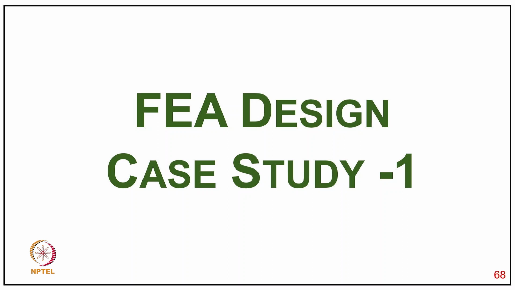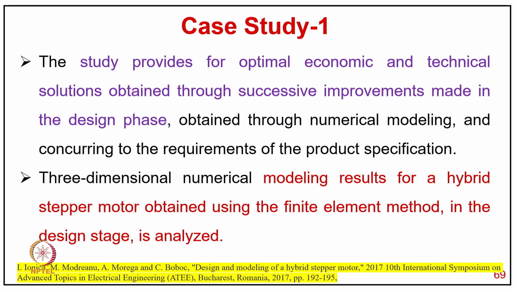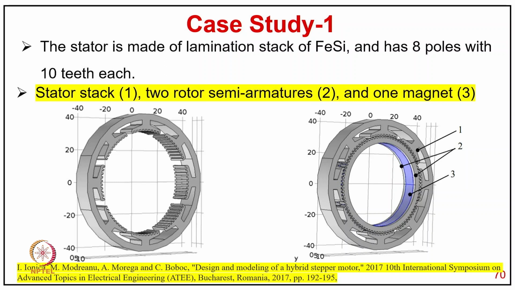Now, coming to FEM design case study 1. The study provides an optimal economical and technical solution obtained through successive improvements made in the design phase, through numerical modeling and meeting the requirements of the product specification. The 3-dimensional numerical modeling results for a hybrid stepper motor, obtained using the finite element method in the design stage, are analyzed. The stator is made of laminations, stacks of FeSi, has 8 stator poles and 10 rotor teeth, and the rotor is stacked with 2 semi armatures and 1 magnet.